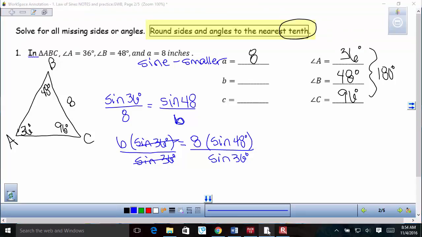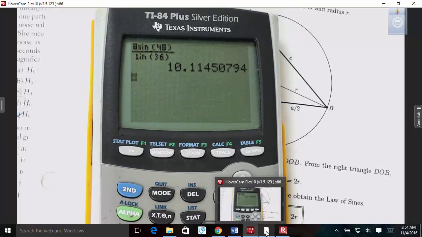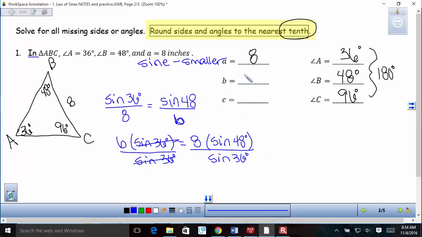Was it 36? Oh, 48 and 36, yeah. So 8 sine 48 divided by sine 36 should give you 10.1. Did anybody not get 10.1? Okay. So, divided by 10.1, there's our answer, B. B is 10.1. Little b.